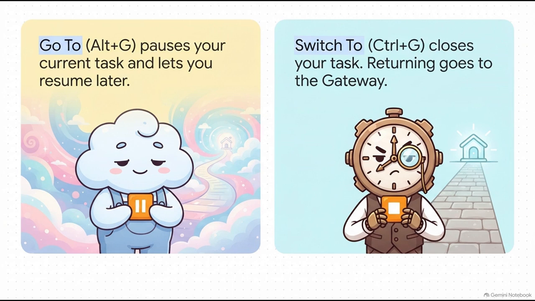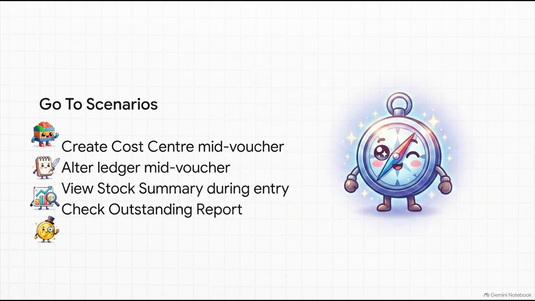Go To, which is Alt plus G, allows you to pause what you're doing, open a totally new report, and then resume your previous task exactly where you left off. Switch To, which is Control plus G, completely terminates or closes your current task. If you press Escape after Switch To, you go right back to the gateway of Tally, not to your unfinished work. Let's see how this plays out in practice with a few Go To scenarios.